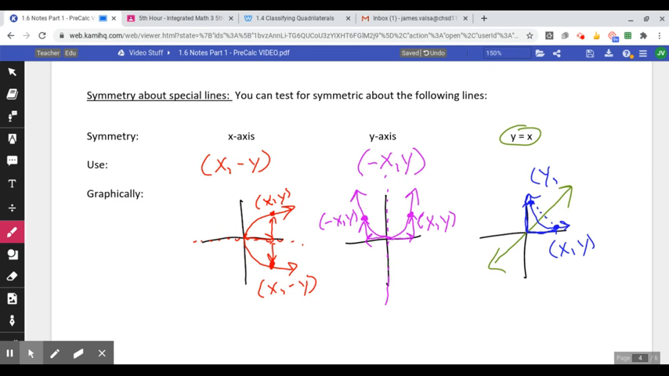What about this one right here? So what about the y value here? The y value is there, and that's now the x value. So that's why you see the y here and the x there. So basically what happens is the x and the y switch. You don't have to worry about any negative signs. And actually, that is what we're going to use to test here. So we're going to use x, negative y for the x-axis. We're going to use negative x, y for the y-axis, and y, x for the line y is equal to x.